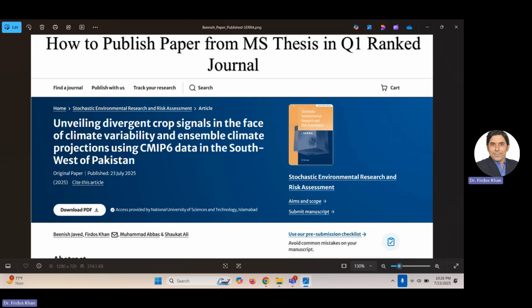So you can see here the authors, and this is the title: Unveiling divergent crop signal in the face of climate variability and simple climate prediction using SEM-F6 data in the southwest of Pakistan. It was published on 23rd July 2025, today. So I would like to share how you can publish. Just a journey, a long journey. I can share how you can publish a good paper from your MS thesis.